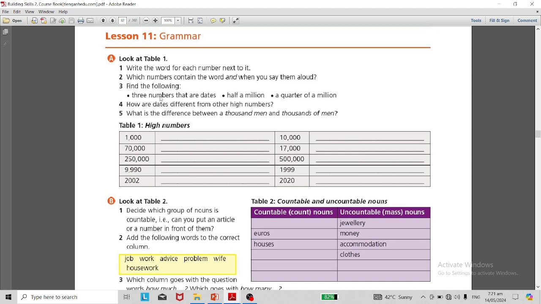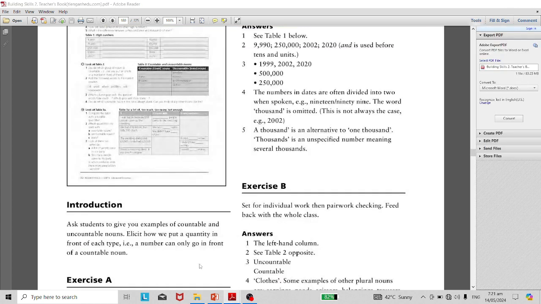Find the following 3 numbers that are dates: half a million, a quarter of a million. So this is not difficult to do. 4. How are dates different from other high numbers? You can say something here. This is for help. The numbers in dates are often divided into 2 when spoken. For example, 1999. The word 1000 is omitted.